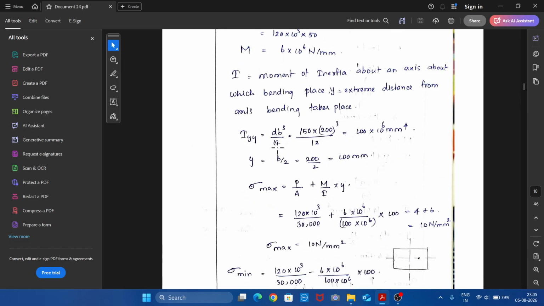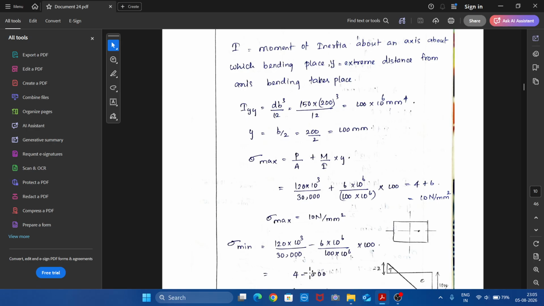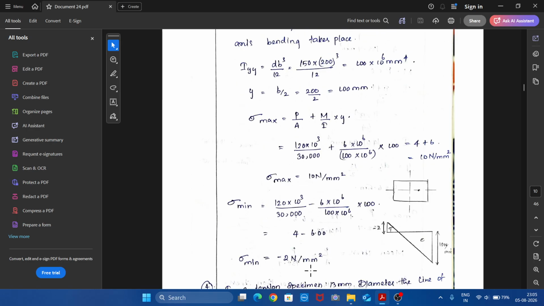Therefore, sigma max will be equal to P by A plus M by I into y. So we have P, 120 into 10 power 3, divided by area. Then M we have, and similarly I we have, into y. Therefore, this will be 10 Newton per mm square, and minimum stress will be direct stress minus bending stress. It will be minus 2 Newton per millimeter square.